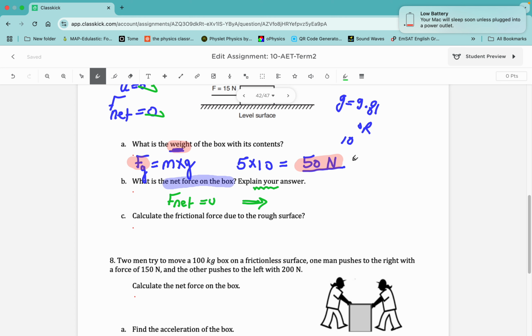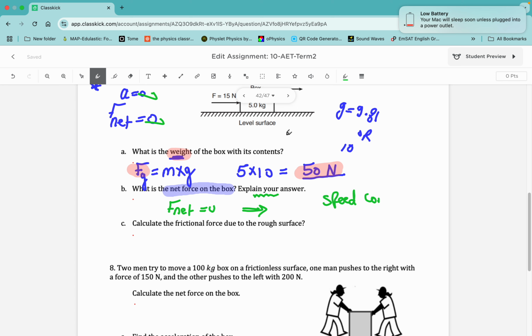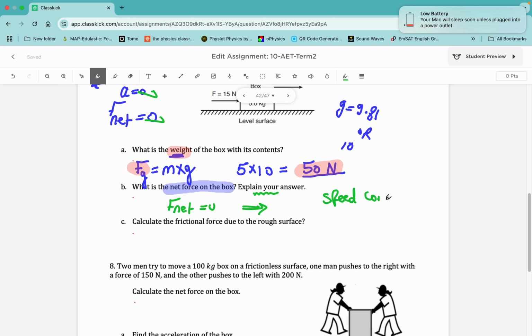The explanation will be: since the speed is constant, or velocity is constant, it's written here, speed is constant, which means acceleration is 0, which means net force is going to be 0 as well.